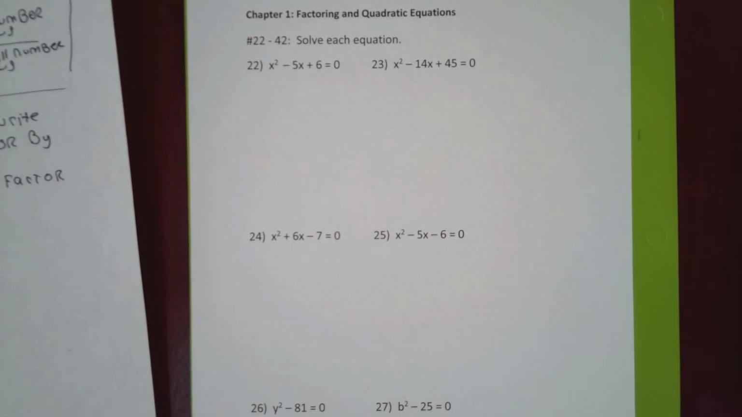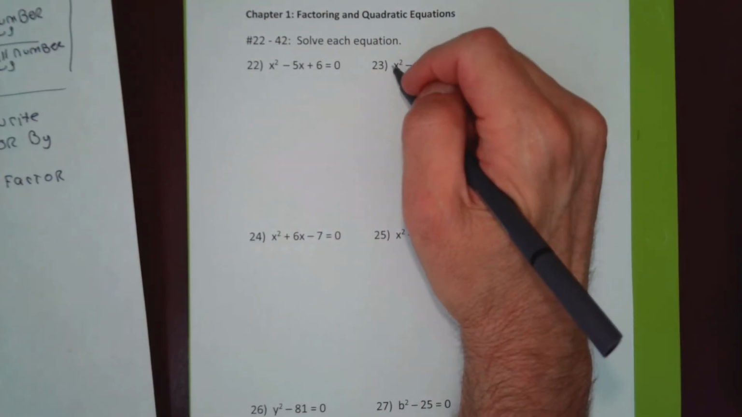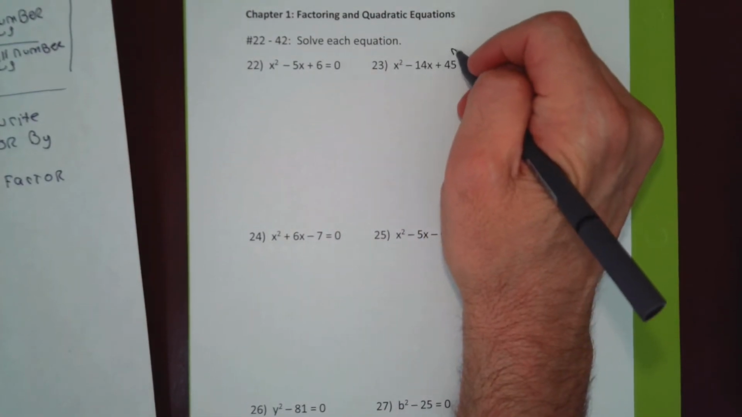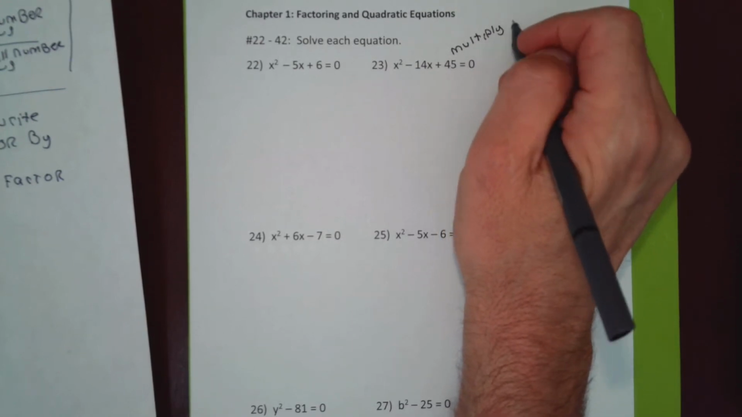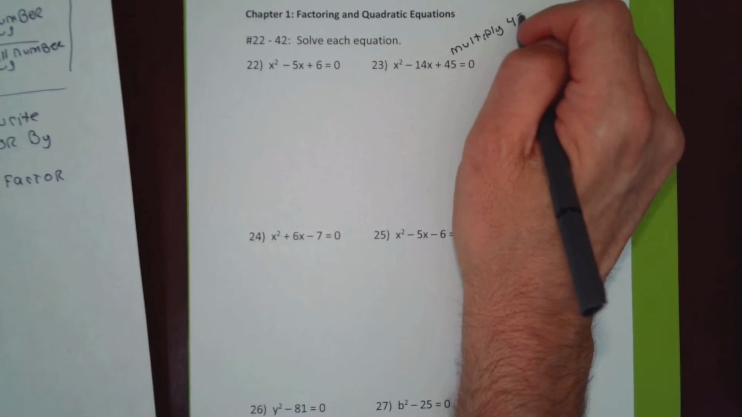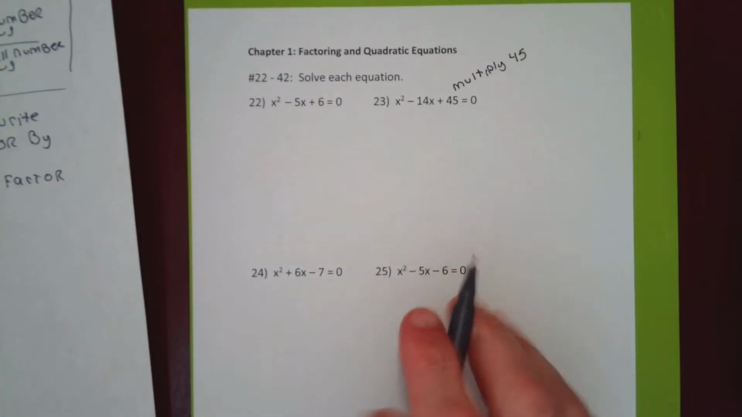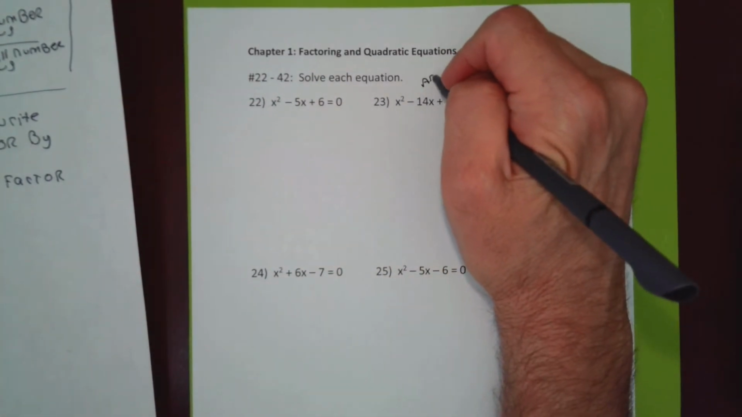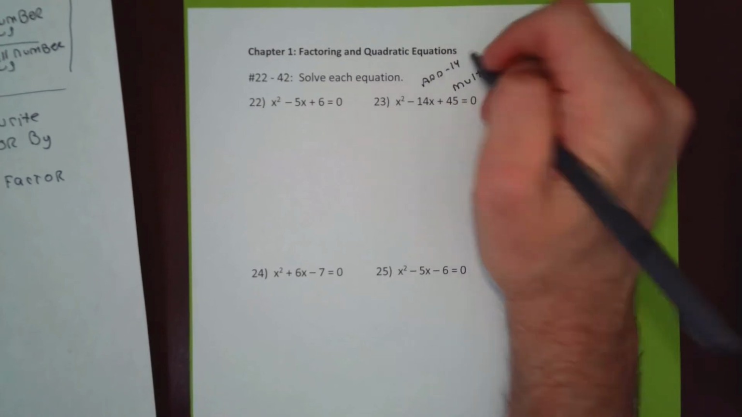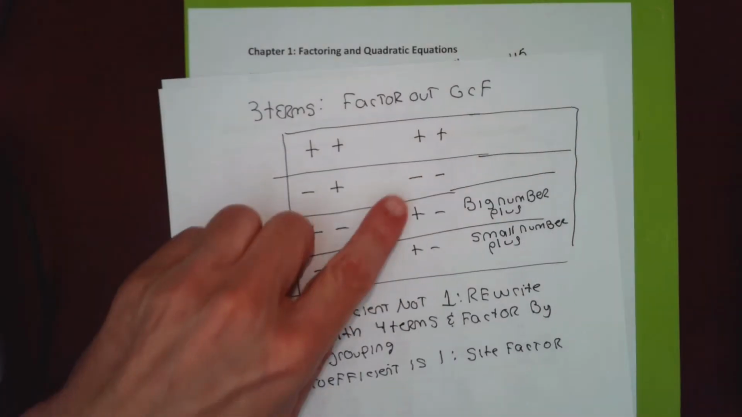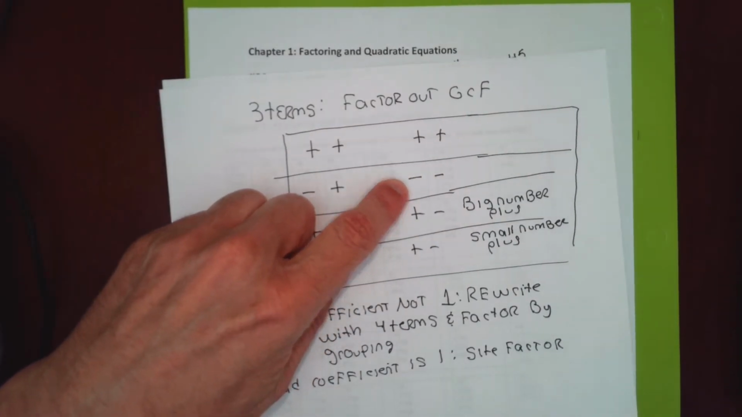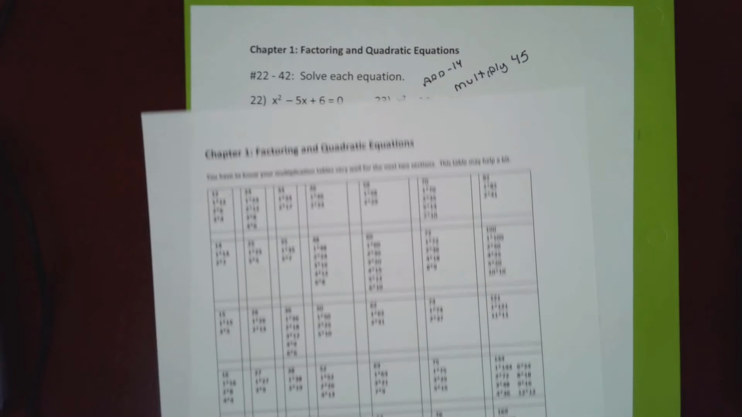So each of the problems between 22 and 42, the first thing I'm going to do is factor the left side. And in this particular problem, I can sight factor because it's a trinomial, but there's not a number other than 1 in front of the first term. I'm looking for numbers that multiply to 45, that add to negative 14, and they're double negative. So I'm looking for double negative numbers that multiply to 45 and add to negative 14.